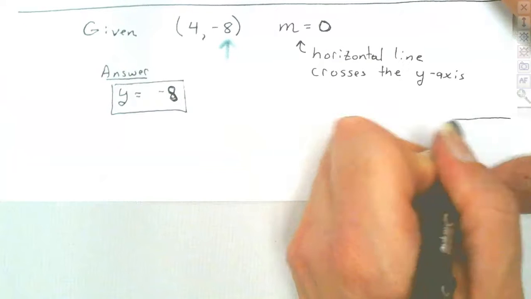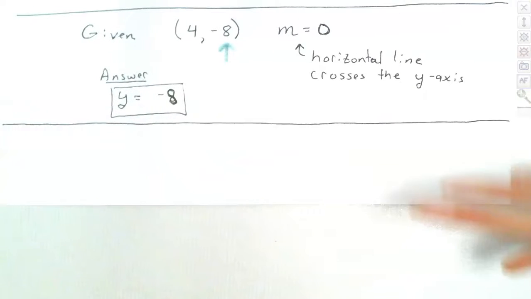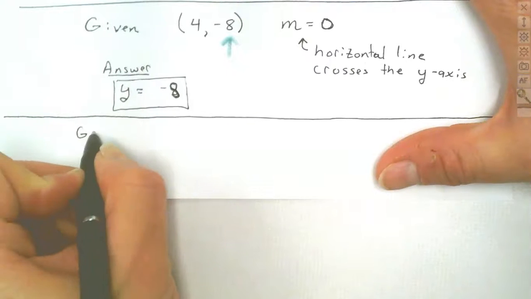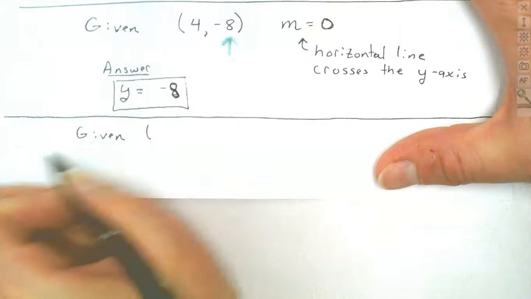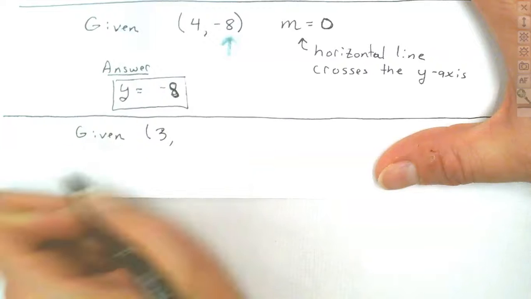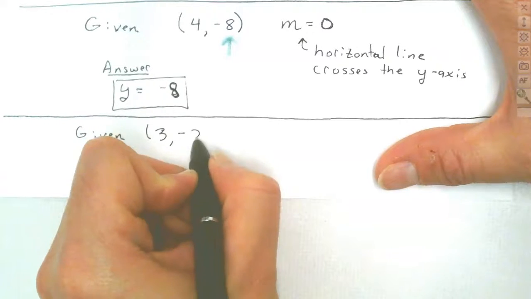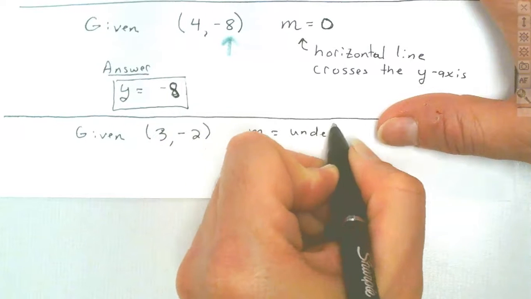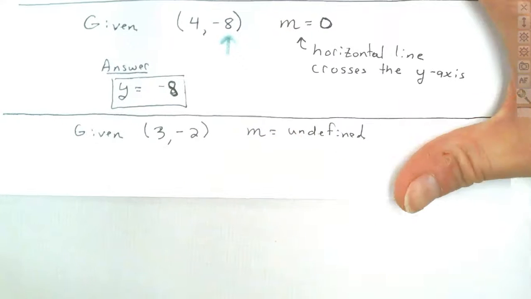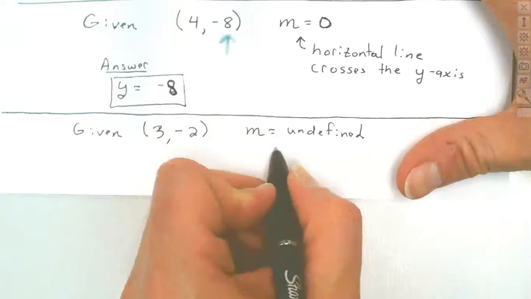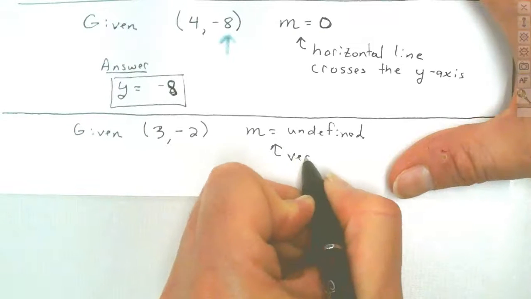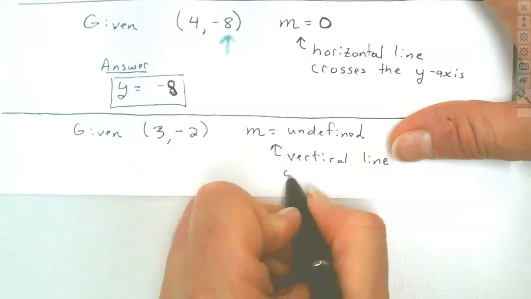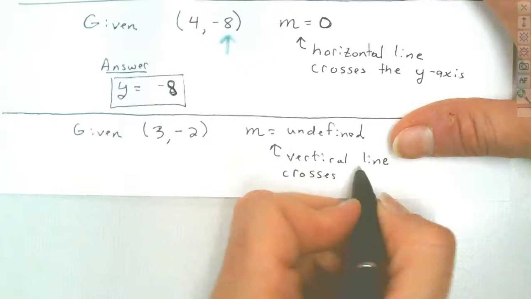Now, what about an undefined slope? So a zero slope was a horizontal line. So an undefined slope would be the opposite. Let's say I give you 3, -2 for your ordered pair, and I give you a slope that is undefined. So if I give you an undefined slope, what does that mean? Well, that means it's a vertical line, and that's up and down, so that crosses the x-axis.